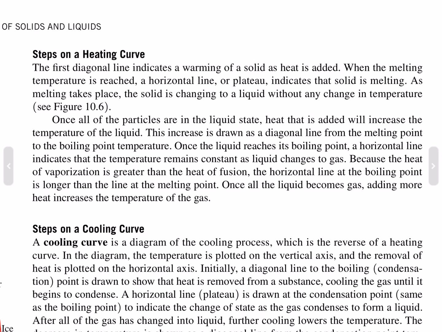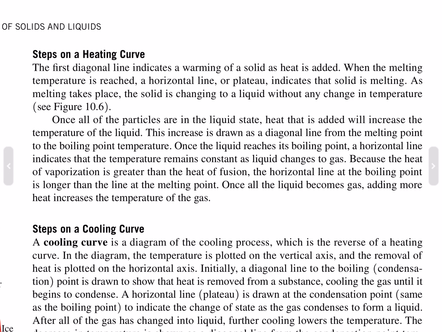When the melting temperature is reached, a horizontal line or plateau indicates the solid is melting. As melting takes place, the solid is changing to a liquid without any change in temperature. Once all of the particles are in the liquid state, heat that is added will increase the temperature of the liquid. This increase in temperature is the diagonal line from the melting point to the boiling point temperature.